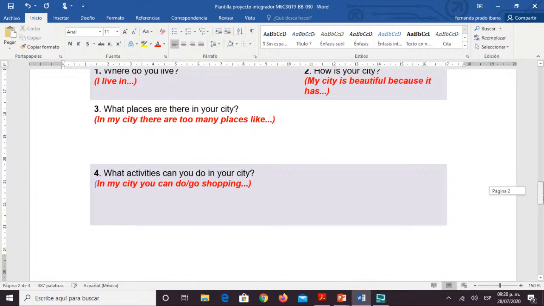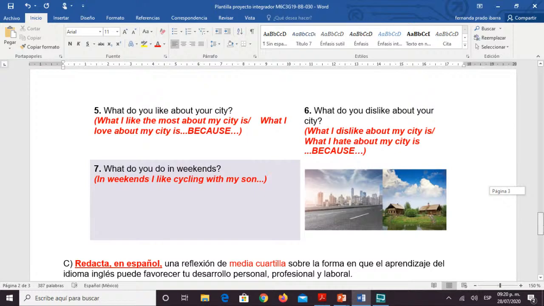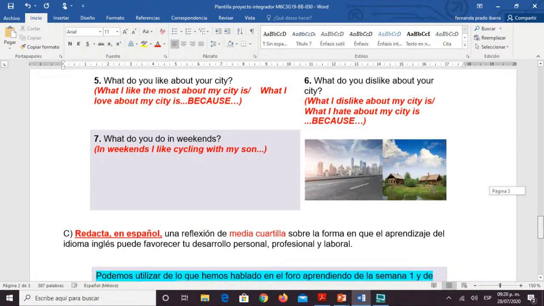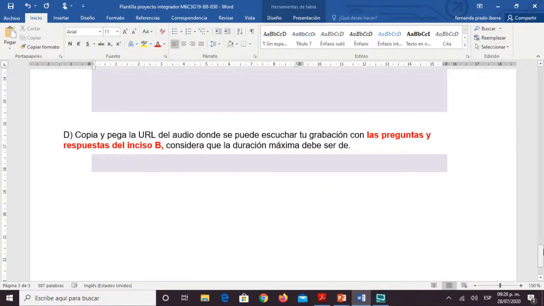What places are there in your city? In my city there are too many places. What activities can you do in your city? What do you like about your city? What do you dislike about your city? And what do you do on weekends? Okay? Until here, it's the recording. Only section B. Okay? Until here, do you have a question that maybe I said in Spanish?